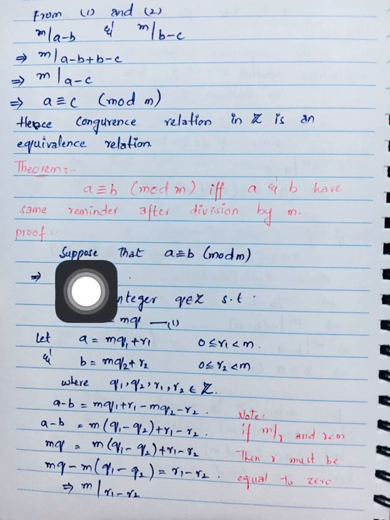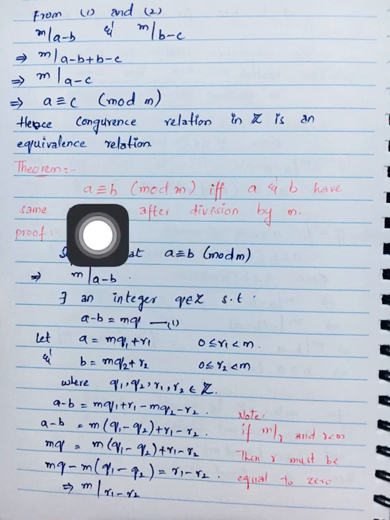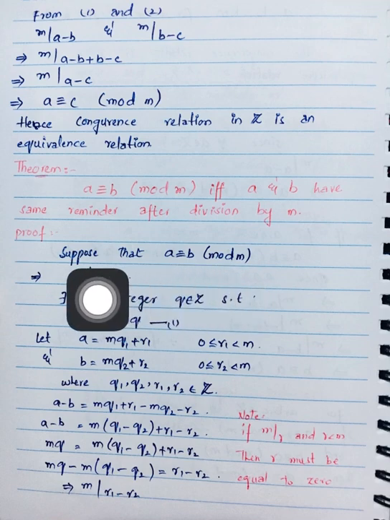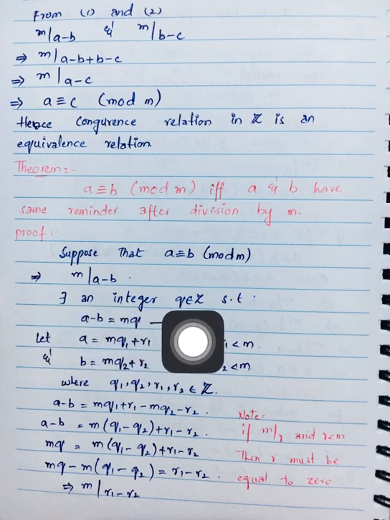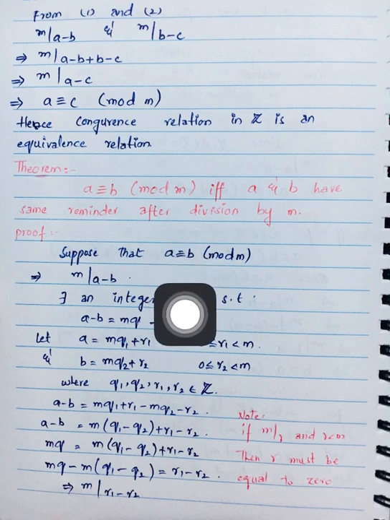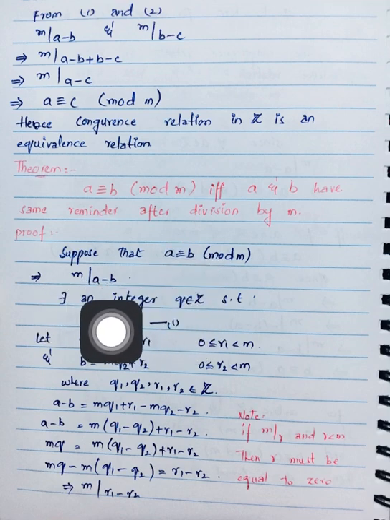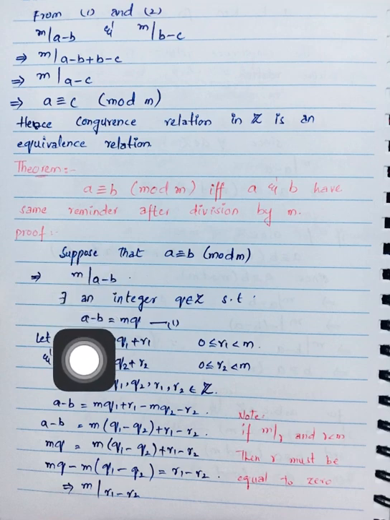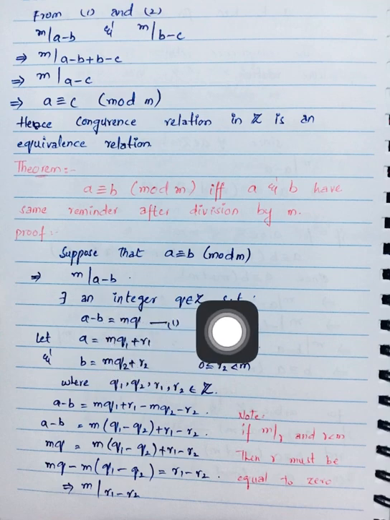First of all I am going to use this condition. Suppose that a is congruent to b modulo m, then by the definition of congruence I can say that m divides a minus b, so there exists an integer q belonging to Z. Now I am applying the definition of divisibility: if m divides a minus b, then I can write a minus b equals mq. Here q is some integer.